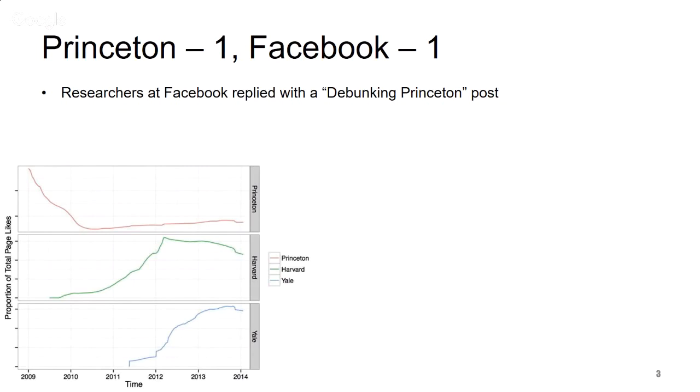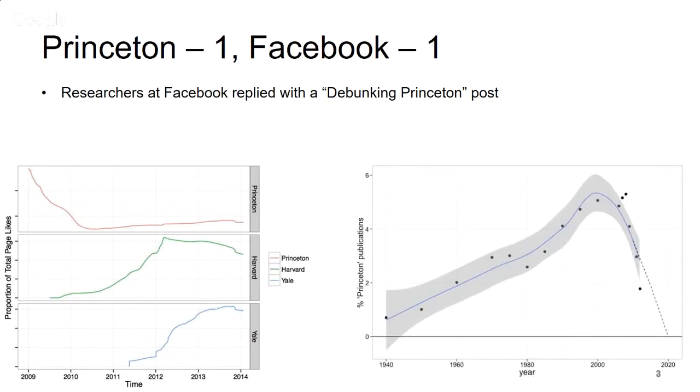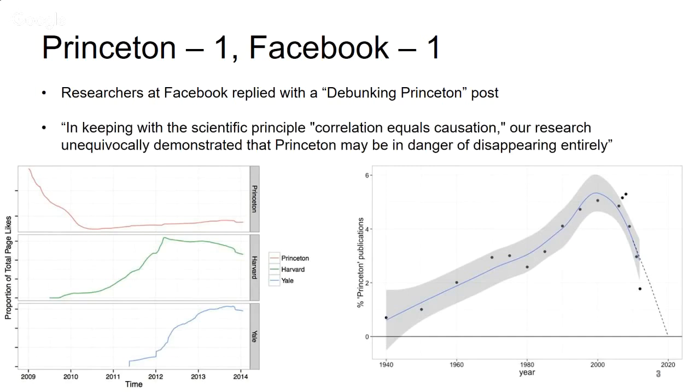And they used the number of page likes on Facebook for different universities to show that the page likes for Princeton has actually been declining over the past few years. And they actually followed it up with another analysis where they looked at the number of times Princeton has been named in Google Scholar articles, and they found that Princeton has actually peaked around 2000, and now it's on a downward trend. And so they were pretty clear about their conclusion.